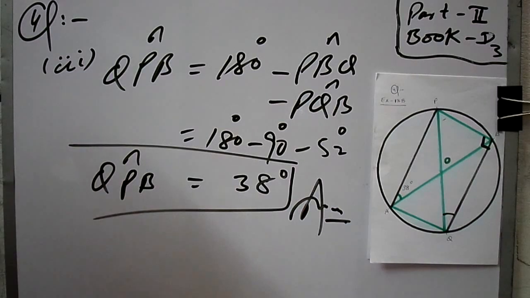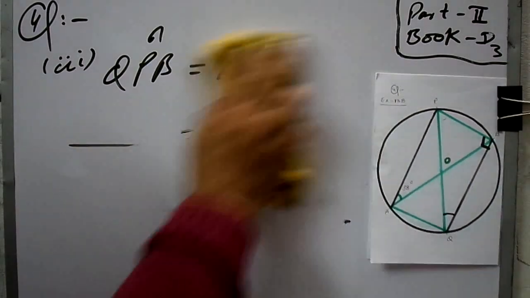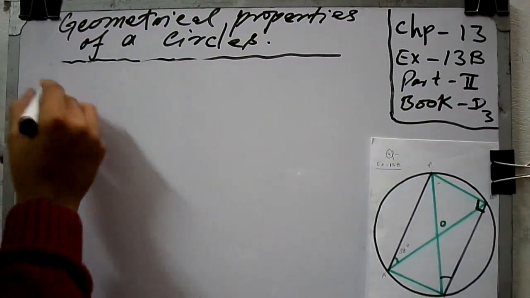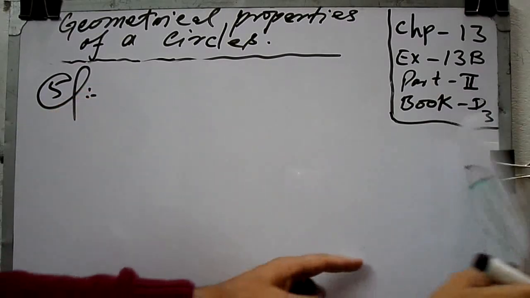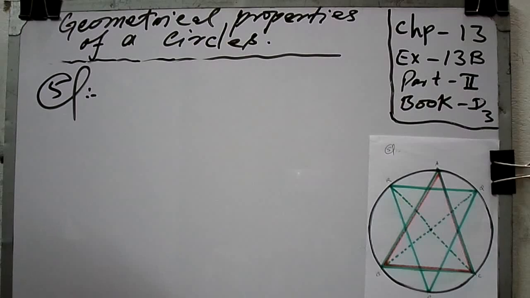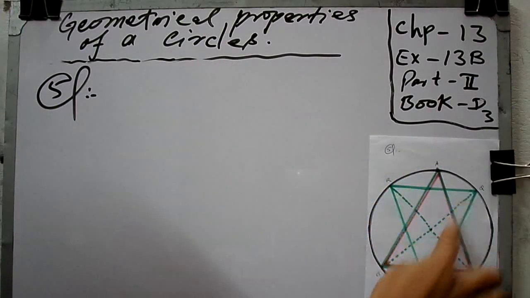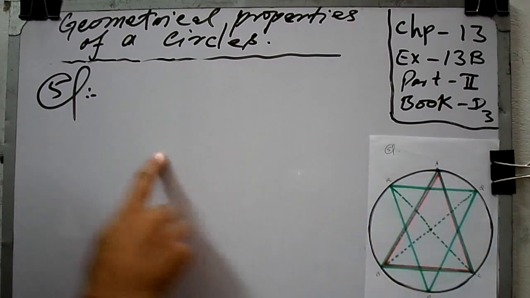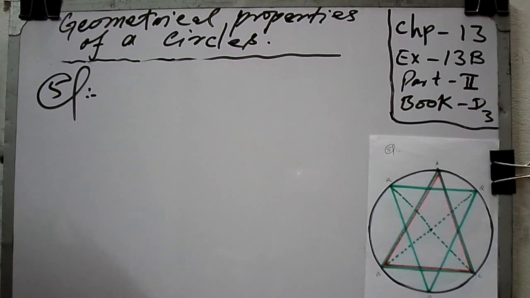Now coming to question number 5. You can see the diagram here. That is a different type of diagram, where two triangles are given, one triangle and another second triangle in red color. So in this diagram we have to find PQR, if we read the statement of the question.